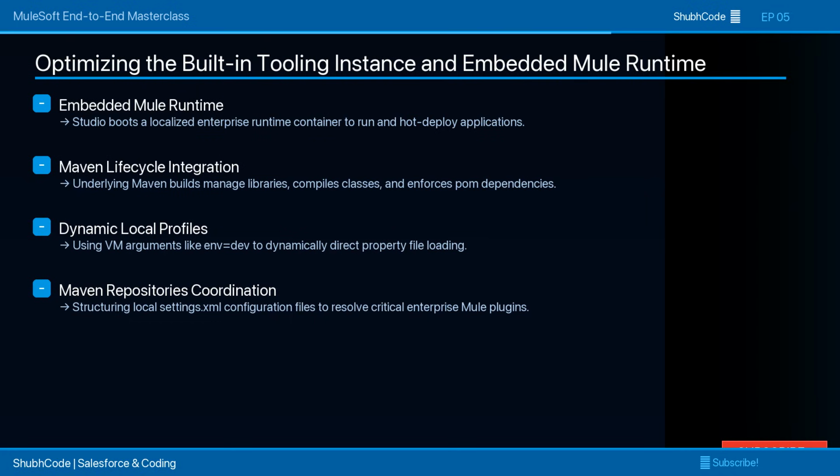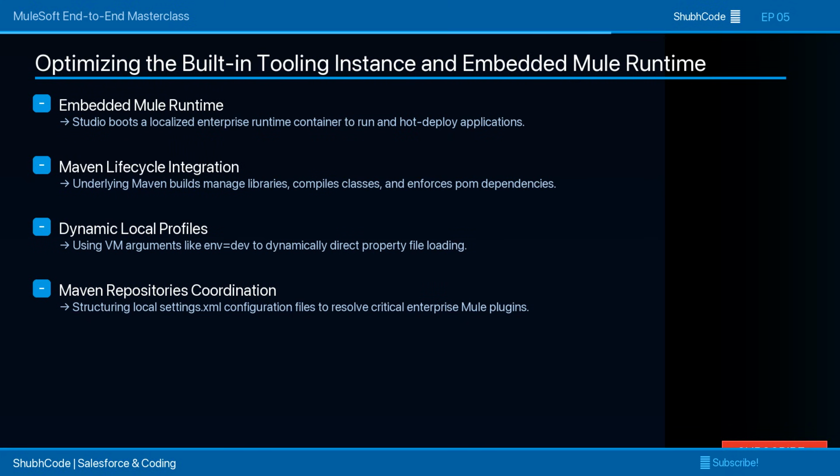When you run your integration locally, Anypoint Studio spins up an embedded instance of the Mule 4 runtime. This process is driven behind the scenes by Maven. Every project in Studio is inherently a Maven project governed by a pom.xml file. When you launch a project, Studio triggers a Maven compilation, packages the application resources into a deployable artifact, and deploys it to the local runtime instance.